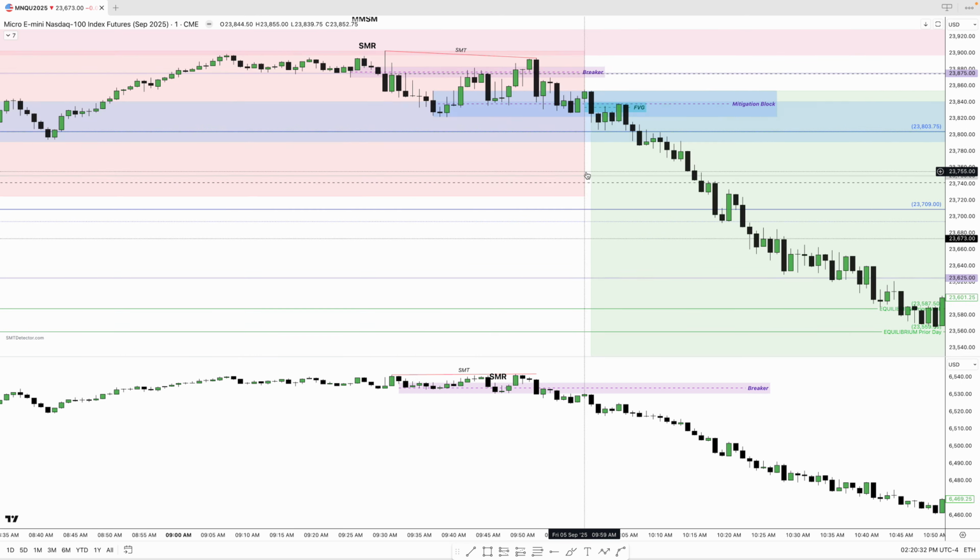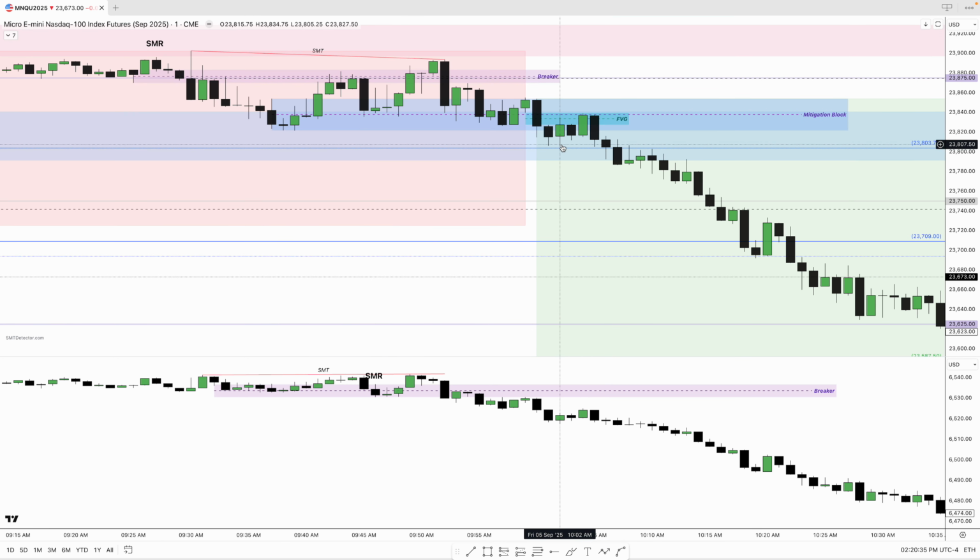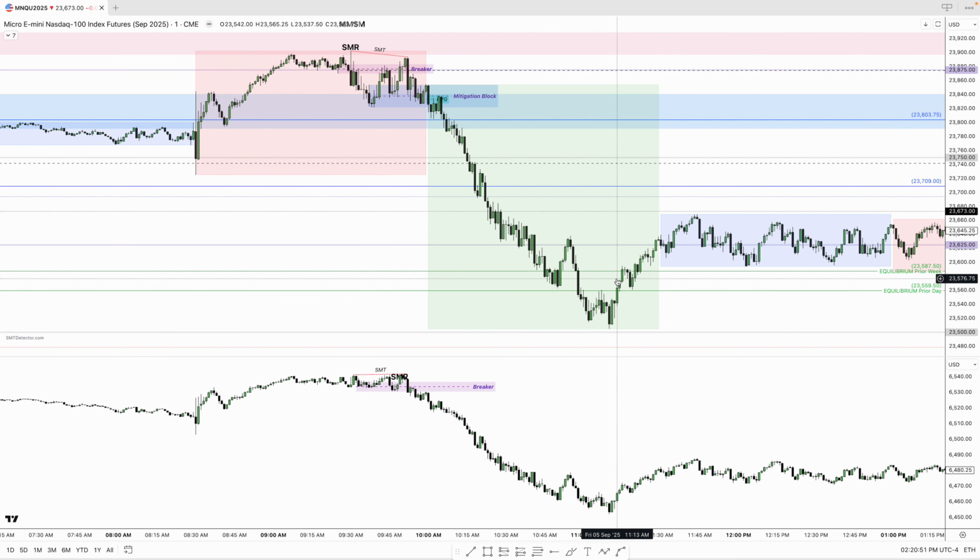So let's kind of zoom here. That way you can see there's an SMT. There's a high and a higher high. ES makes equal highs or a lower high. Okay, so that there's SMT on those highs as well. It's just not, it's sub 3 minute. It's on a 1 minute. It's a 1 minute SMT, so I don't hold a lot of weight on that.